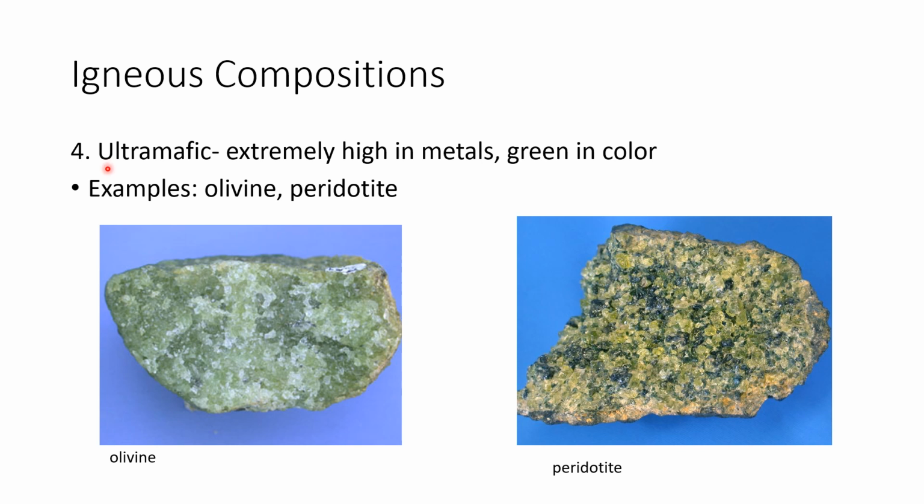Our final igneous composition is called ultramafic, and these are igneous rocks that are very, very high in those metals like iron and magnesium, and that interestingly gives them a bright green color. The examples I have here are olivine, a more aphanitic texture, and peridotite, a more phaneritic texture with the bigger crystals. Now remember, just because these are lime green doesn't mean that this is a rock called limestone. That happens every year. People think that these bright green rocks are the limestone, and that's not the case at all. These are olivine and peridotite.